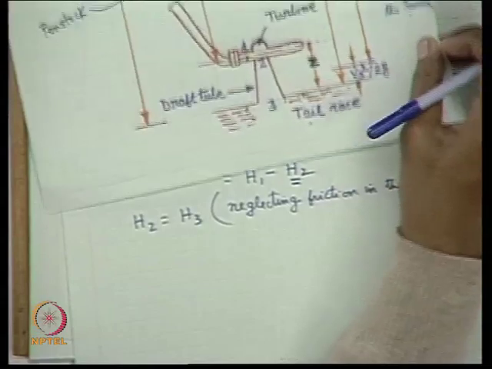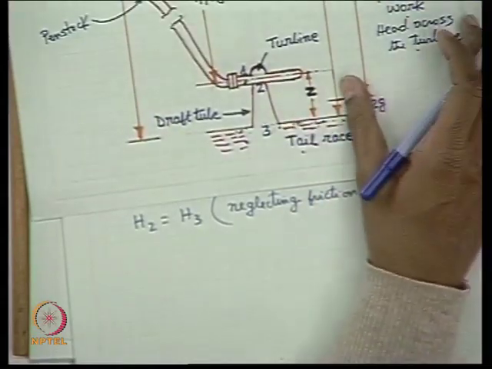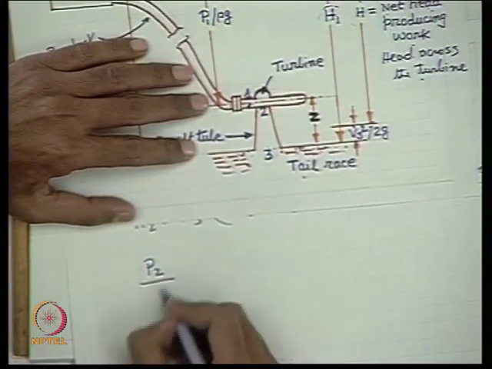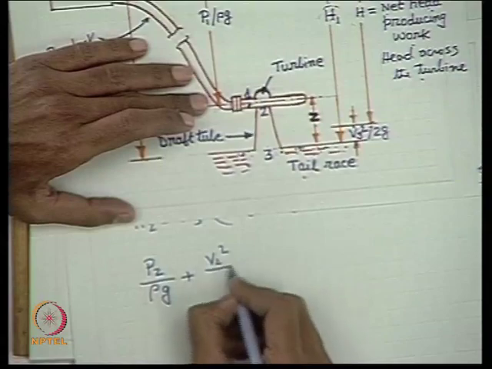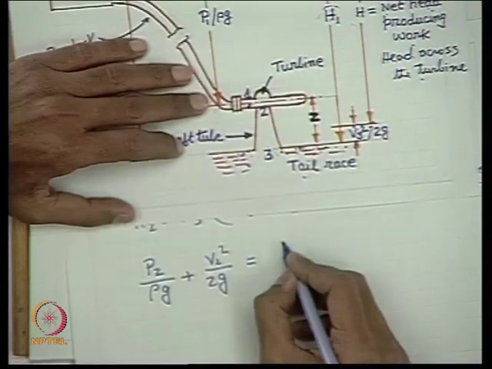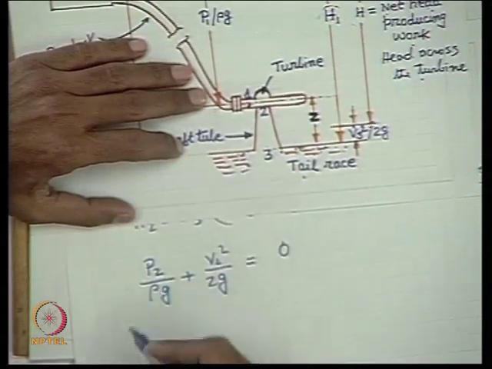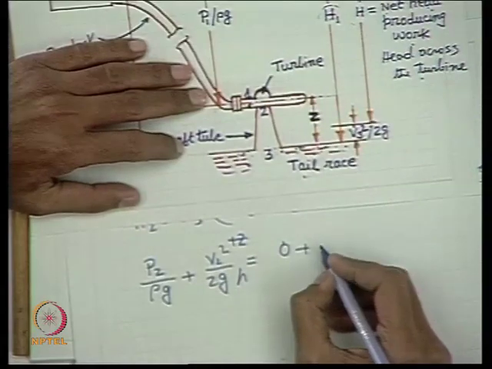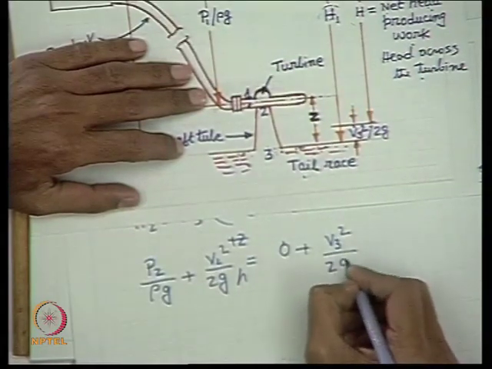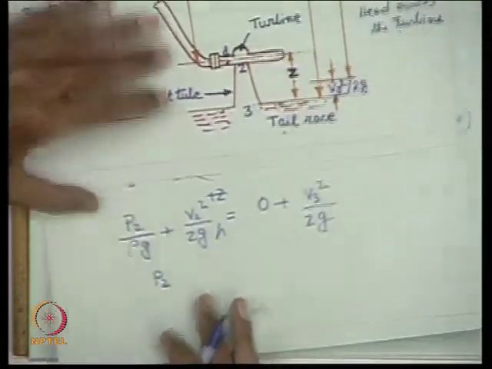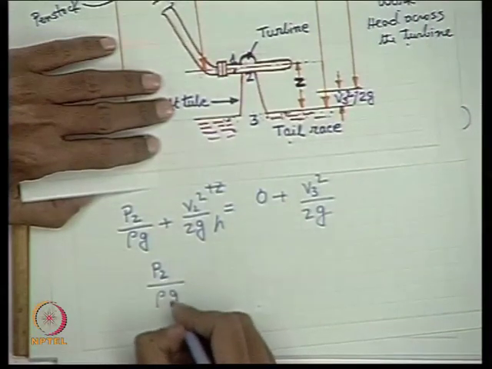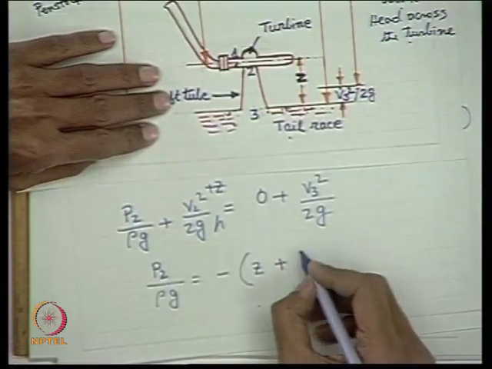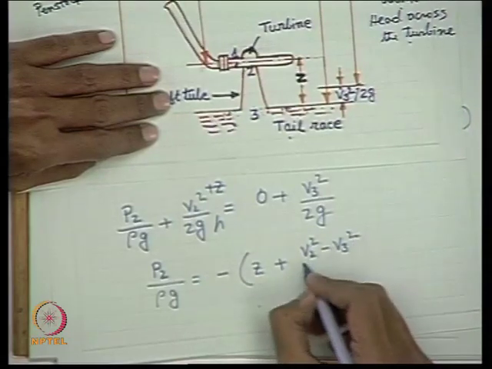So, if we now apply Bernoulli's equation between points 2 and 3, I can write P2 by rho g plus V2 square by 2g is equal to P3 by rho g, which is 0 because we are considering the pressure above atmospheric pressure, plus z, this vertical height, plus V3 square by 2g. So, P2 by rho g is equal to minus z plus V2 square minus V3 square by 2g.